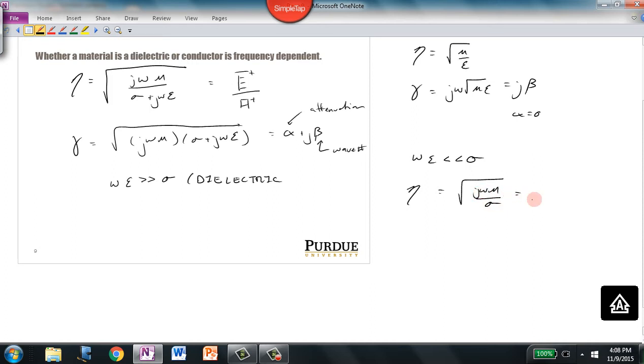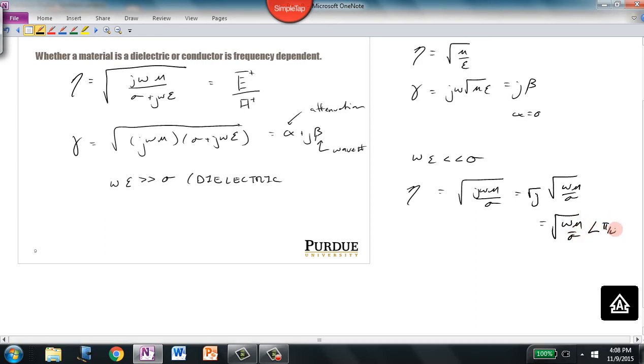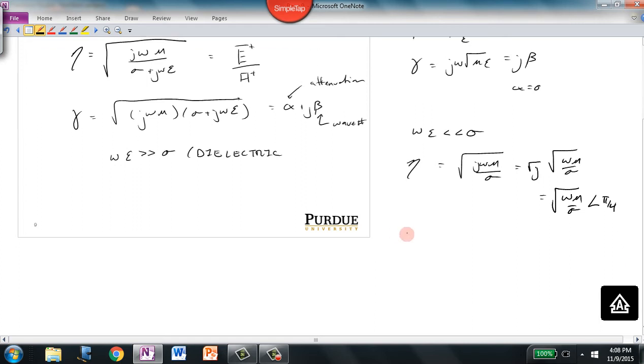And what we can do here is pull out the square root of j out front, and we're left with omega mu over sigma. And so this is equal to the square root of omega mu over sigma at an angle of pi over 4. And then gamma, we see that's just going to be the square root of j omega mu sigma. And if we were to combine this into its real and imaginary parts, we'd find that alpha is equal to beta in this case, which is equal to the square root of omega mu sigma over 2.